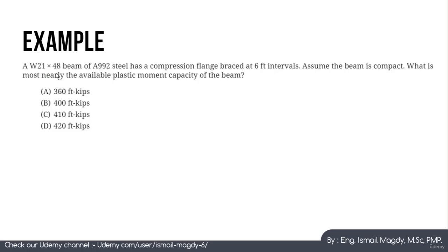Here we have a W21x48 beam of A992 steel, has a compression flange braced at 6 feet intervals. Assume the beam is compact. What is most nearly the available plastic moment capacity of this beam? Here it is mentioned that this beam is compact, and we want to calculate the available plastic moment capacity of this beam. So we want to start first by obtaining the Zx from the table.